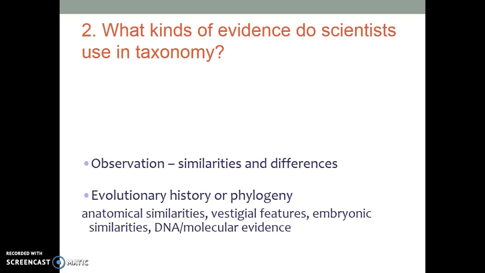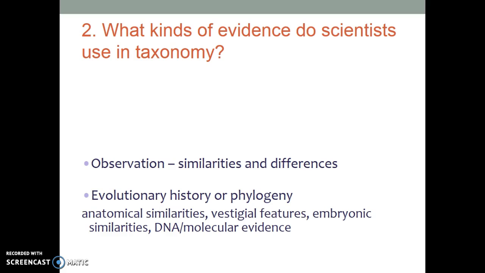Number 2 is asking what kinds of evidence scientists use in taxonomy. The first one is observation. Scientists are looking at similarities and differences. However, that's not going to be good enough to put them into categories. So we also are going to be using the evolutionary history, or phylogeny. Anatomical similarities, those are the homologous structures. Our arm is very similar, as far as bone structure, to the structure of a bird wing.